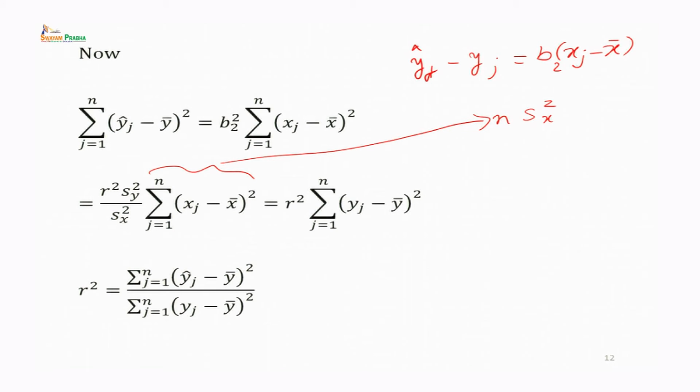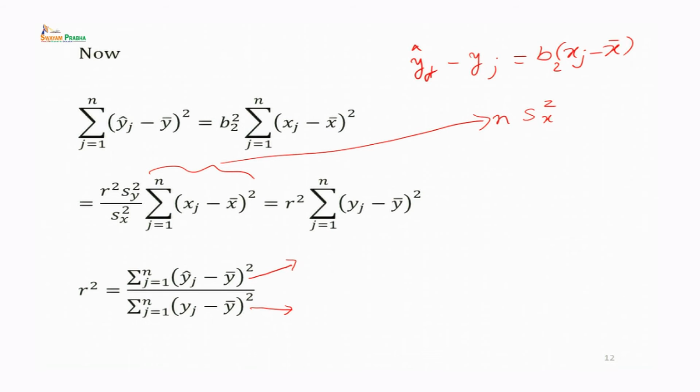Now, this is another explanation of the correlation coefficient r square. R square is actually the amount of variation explained by the regression divided by the total variation present. This is the total variation present in y_j's.